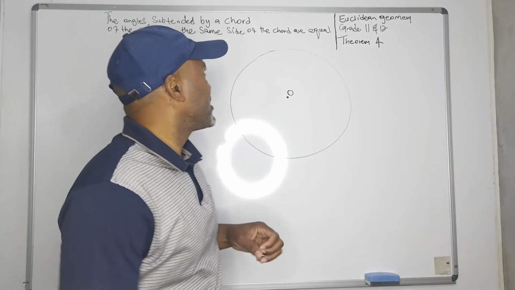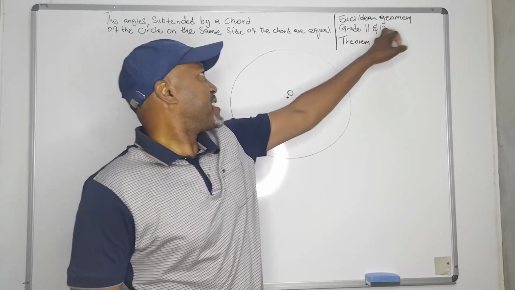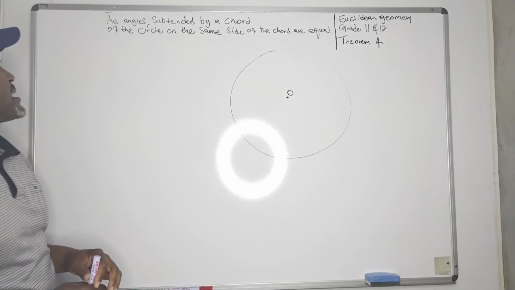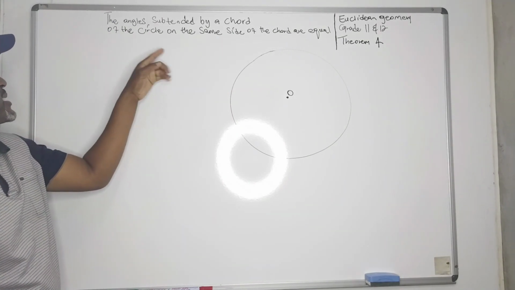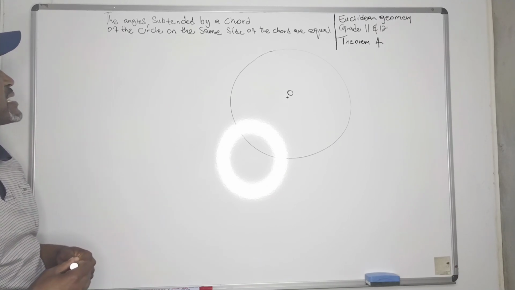Today we are analyzing Theorem 4 of grade 11 and 12. The theorem says that the angles subtended by a chord on the same side of the chord are equal.